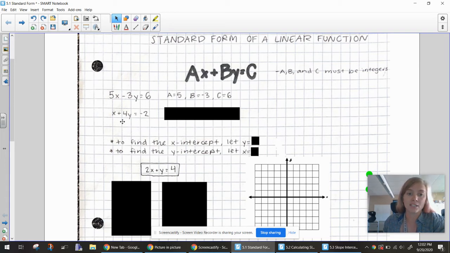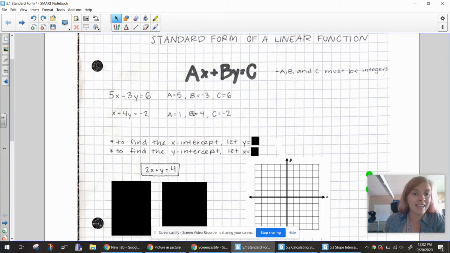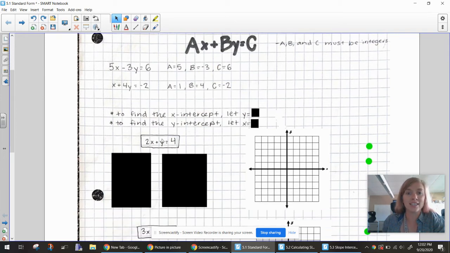In this example, x plus 4y equals negative 2, our A value is 1, our B value is 4, and our C value is negative 2. Even though that 1 isn't actually written there as the coefficient, we know that there's always an invisible 1 as the coefficient in that space.